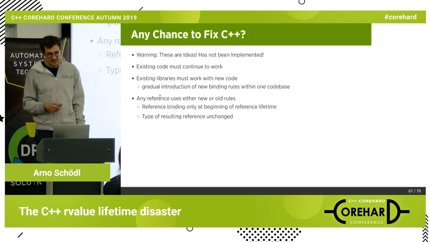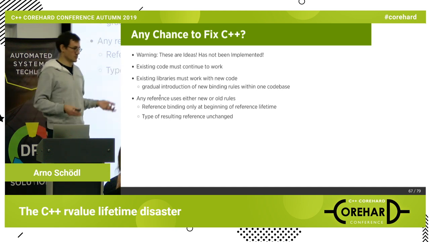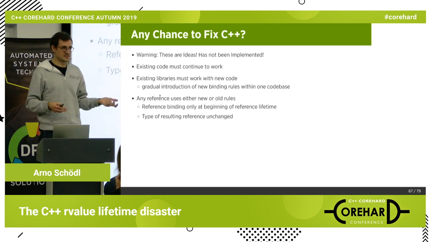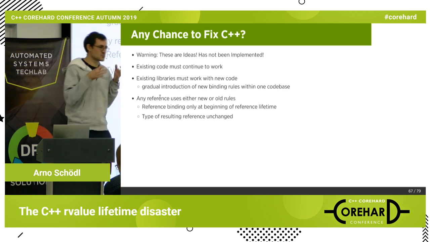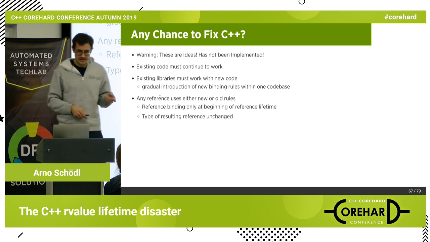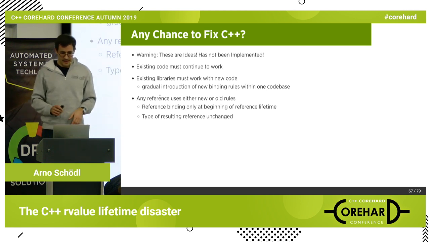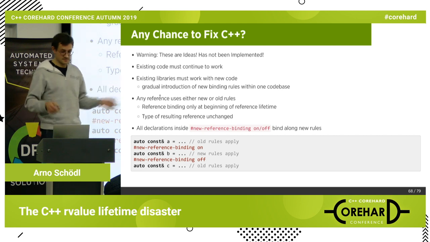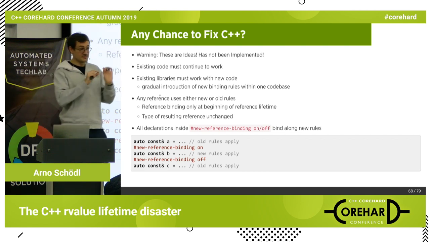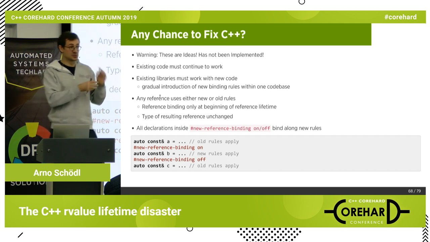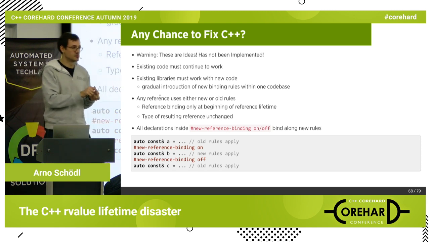So the idea is, any reference either uses the new rules or the old rules. And these are binding rules. As soon as the reference has come into existence, this old versus new is irrelevant. It's just at the moment of binding that the new versus old happens. That's why we also don't need to change the type system. We are fine with lvalues and rvalues, all good. We just introduce a little pragma that says, OK, from now on, new binding rules apply. Then every declaration of a reference inside this new-rules block gets a little tick that says, if something is binding to you, you apply the new rules.